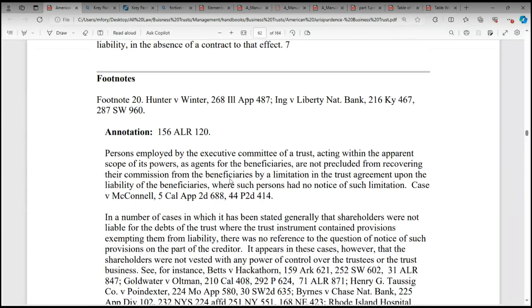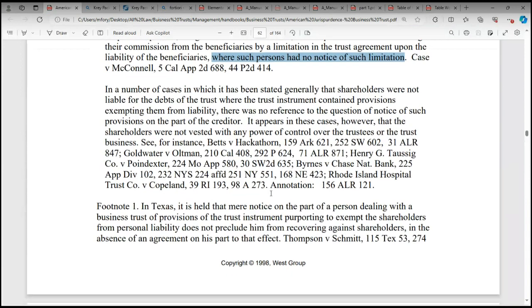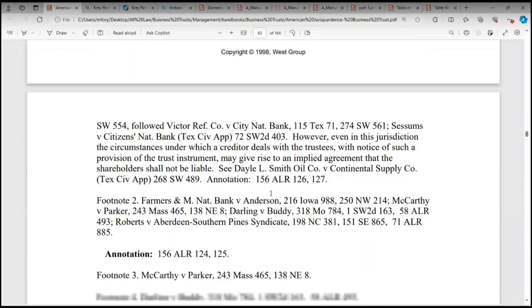So these are the footnotes. Persons employed by the executive committee of a trust acting within the apparent scope of its powers as agents for the beneficiaries are not precluded from recovering their commission from the beneficiaries by a limitation in the trust agreement upon the liability of beneficiaries where such persons had no notice of limitation. Same thing. They weren't given that notice. And that's what it is. Write it in your document and give them notice.